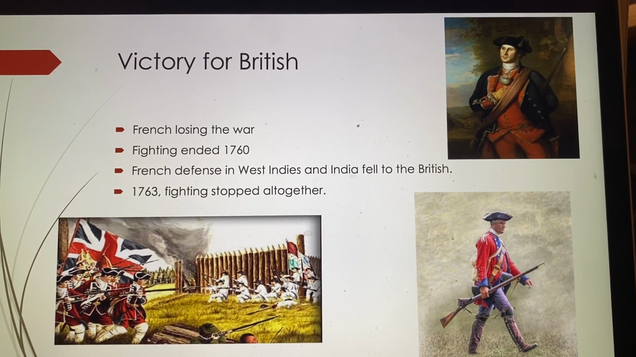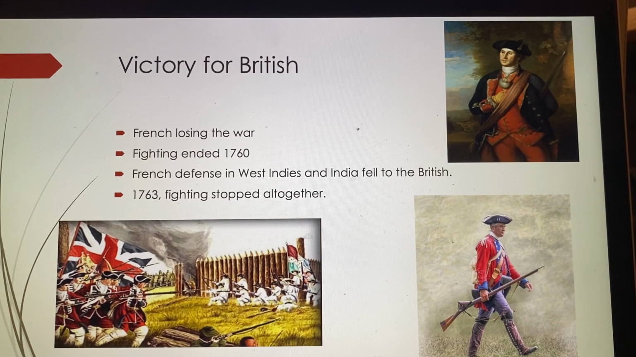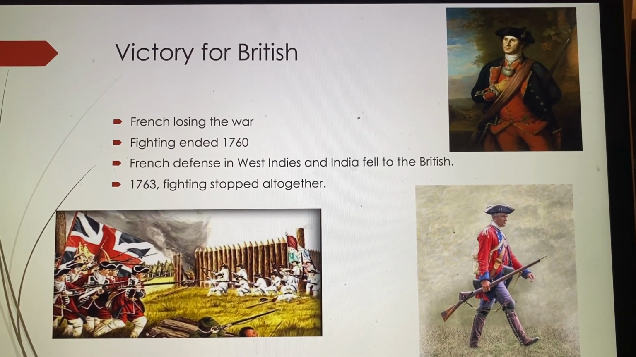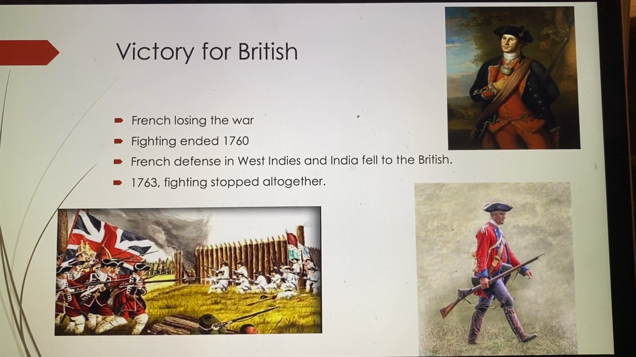So here are some pictures of George Washington on the top, and then you can see the fighting in Quebec here. And this is an American soldier fighting with Britain.